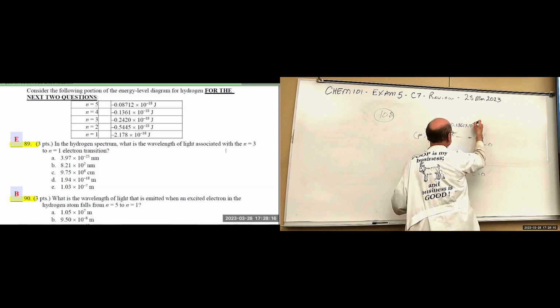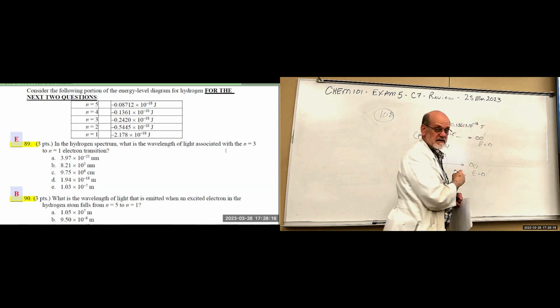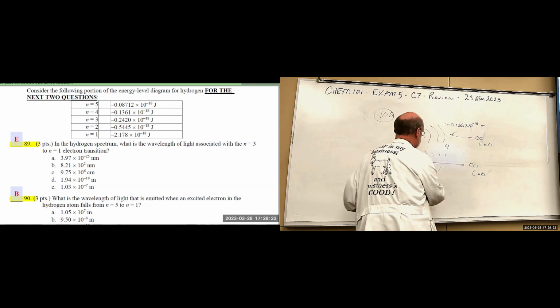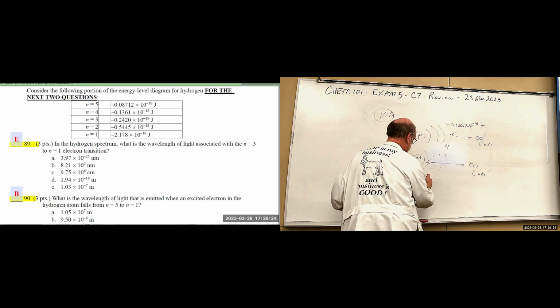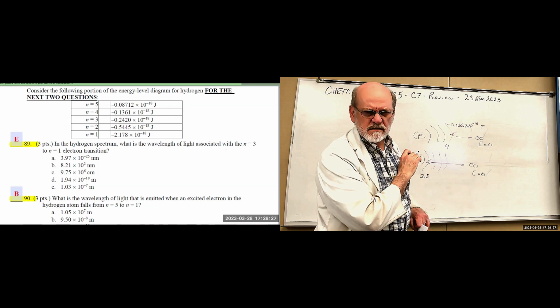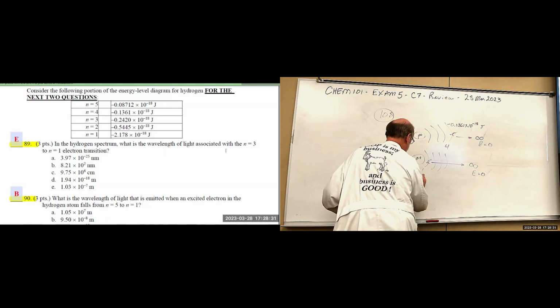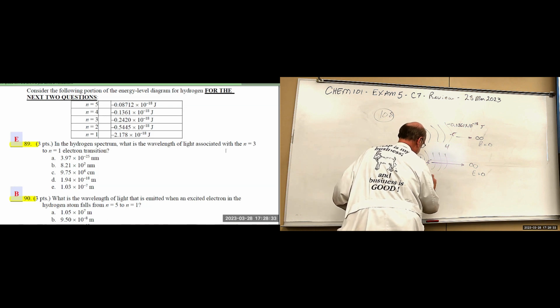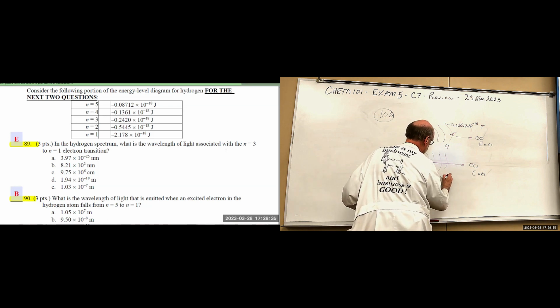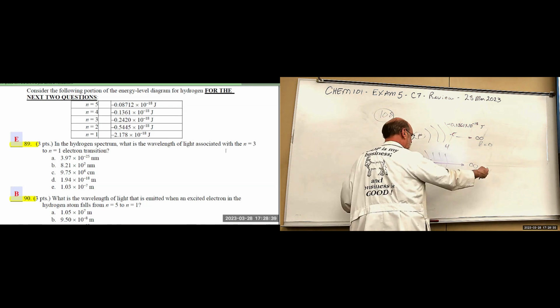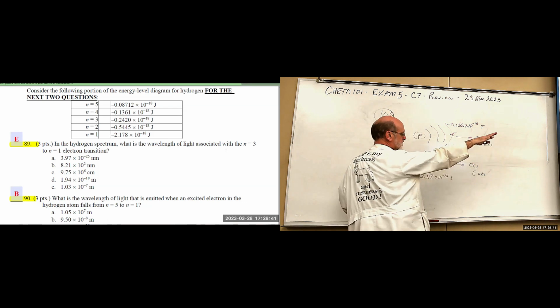times 10 to the minus 18 joules, is it? Yeah. But here, this energy level is minus 2.178 times 10 to the minus 18 joules. Okay, that's how much energy we have to put in to promote the electron to 0 energy.